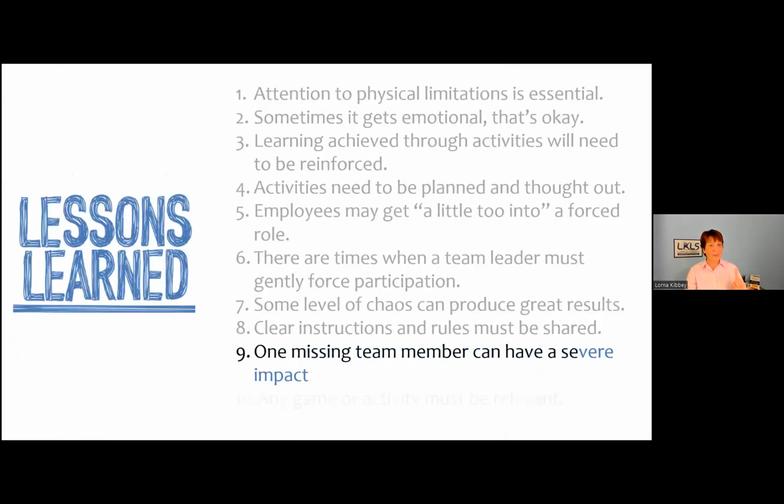The lesson learned here is that one missing team member can have a severe impact, and not just on this activity, but in everything that you do. If you have somebody that's consistently missing meetings, you're missing a team member who is mutually accountable for results, who's not fully participating. So even one missing member can have a severe impact on your ability to get great results on your team. And that's something to watch out for. Maybe everybody's really into it, but you have one person who's not engaged. You need to work with that person and find out what's going on. It can really impact your team.